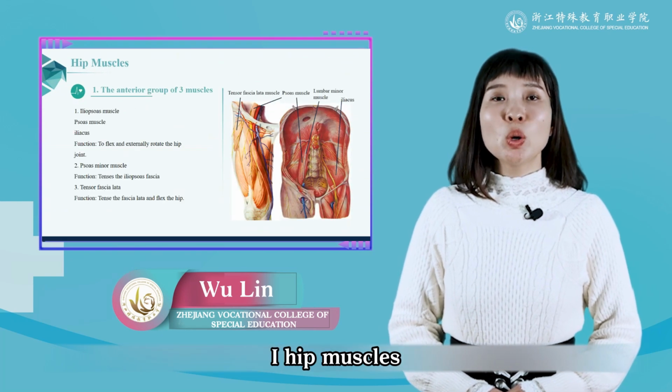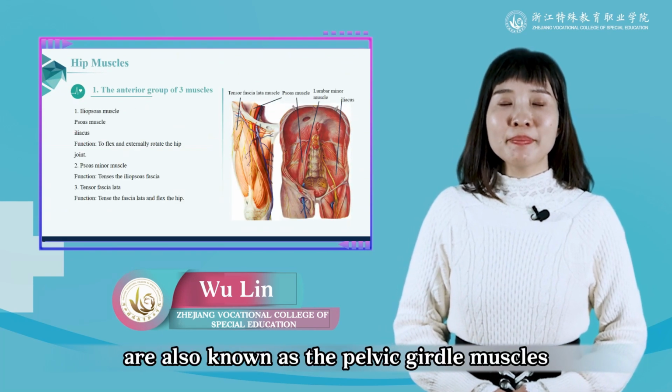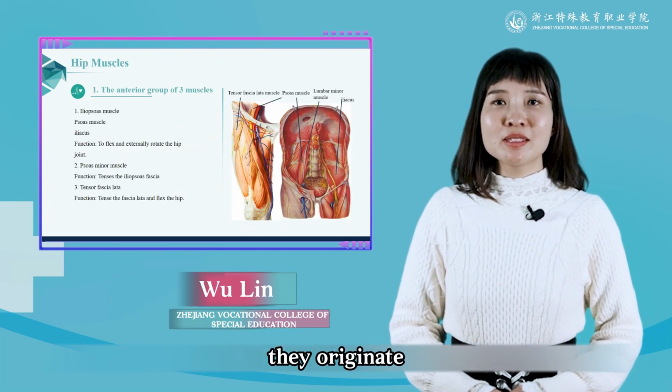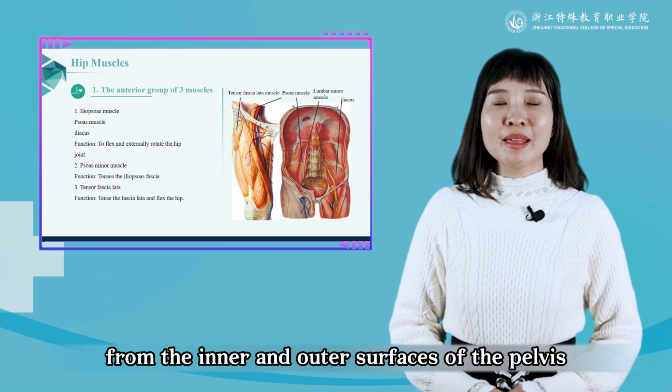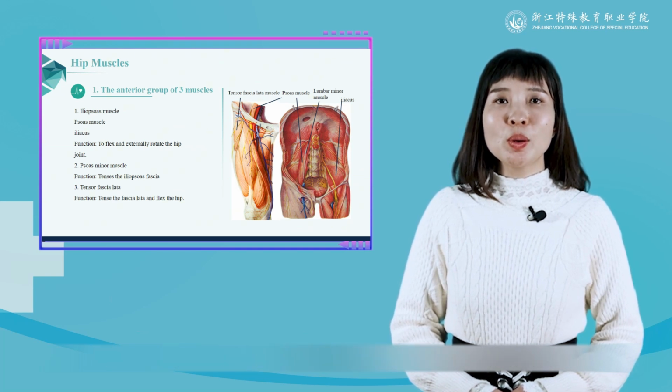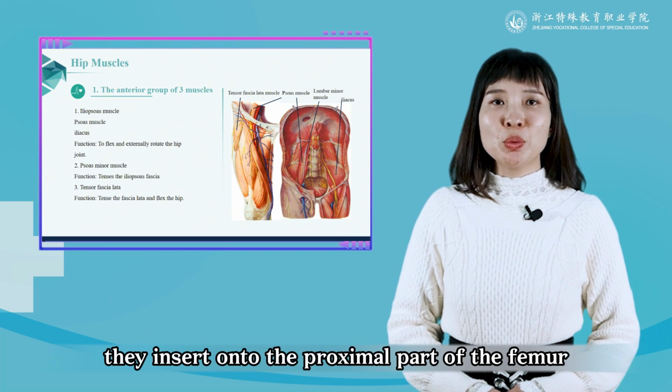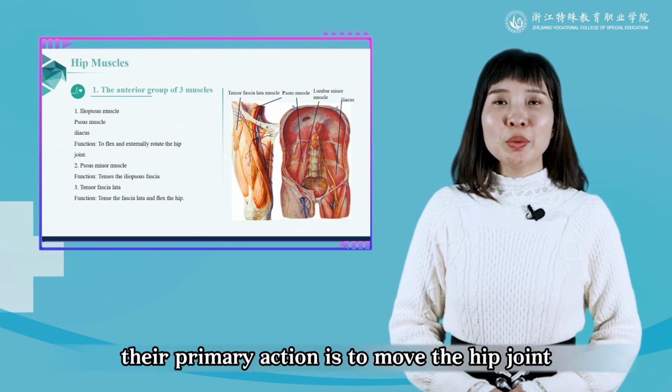Hip muscles. The hip muscles are also known as the pelvic girdle muscles. They originate primarily from the inner and outer surfaces of the pelvis. They cross the hip joint. They insert onto the proximal part of the femur. Their primary action is to move the hip joint.